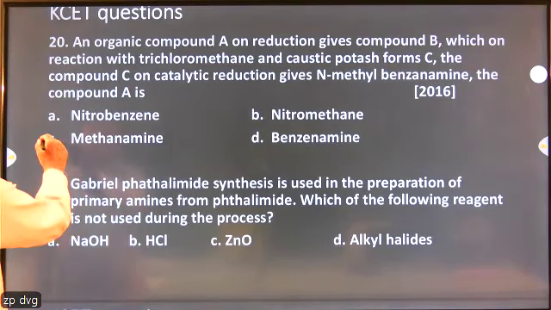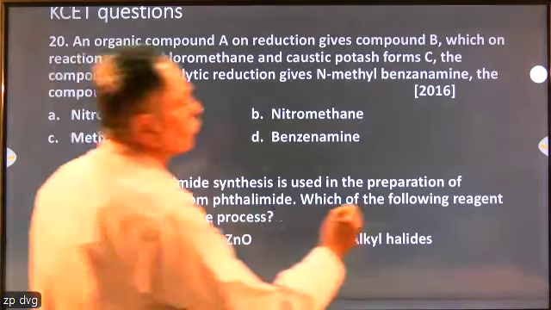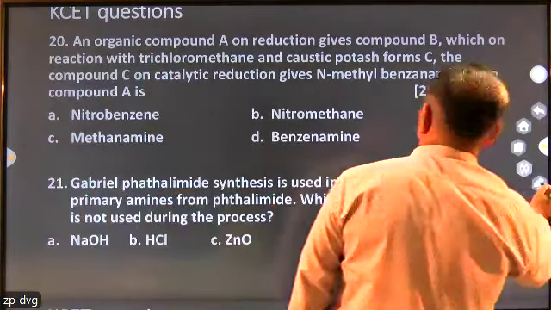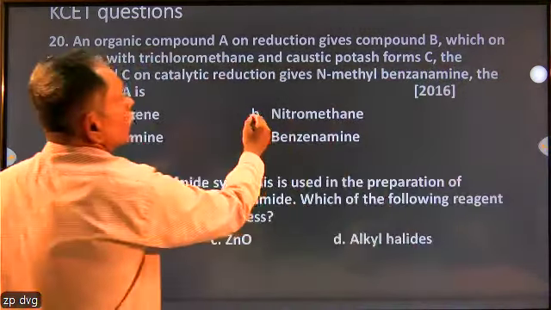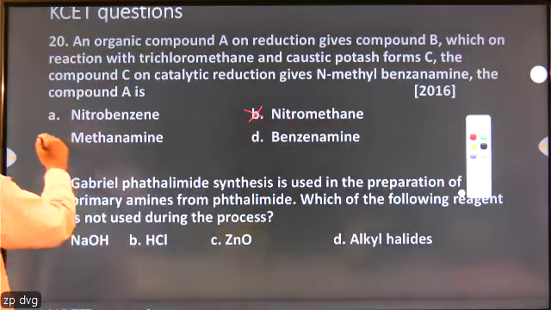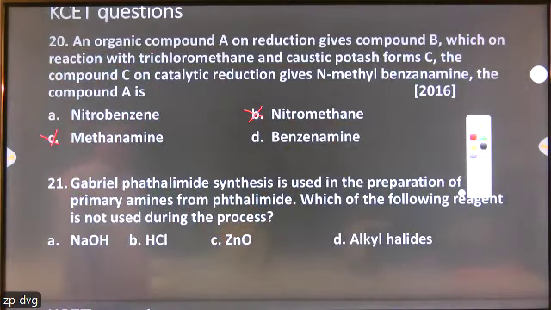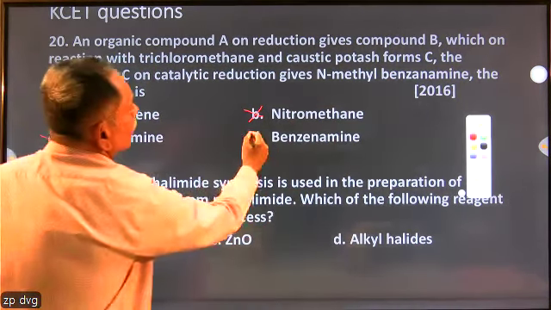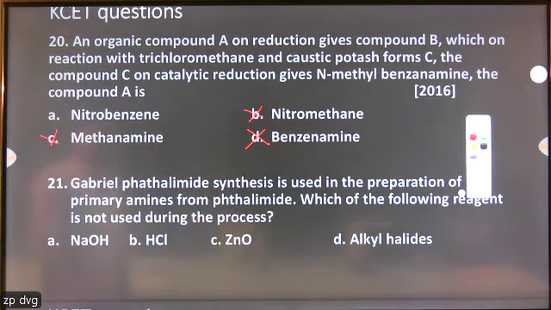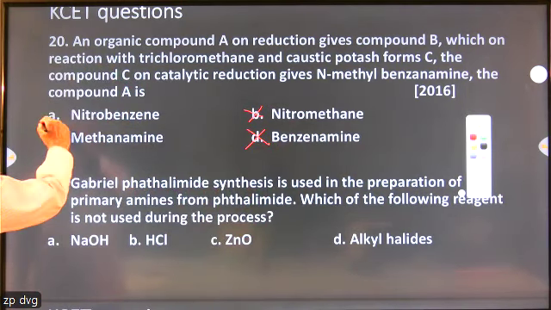So these two options are ruled out because they do not give you an aromatic compound. So out of these two, you cannot reduce this compound. So the correct answer is nitrobenzene.